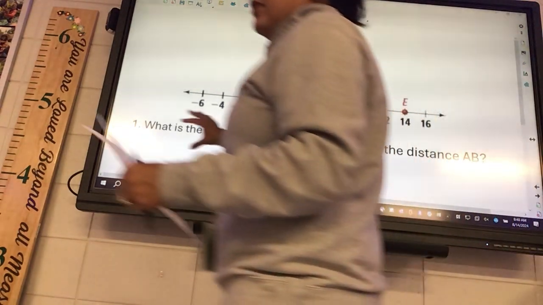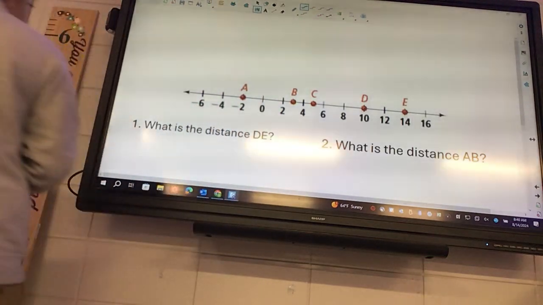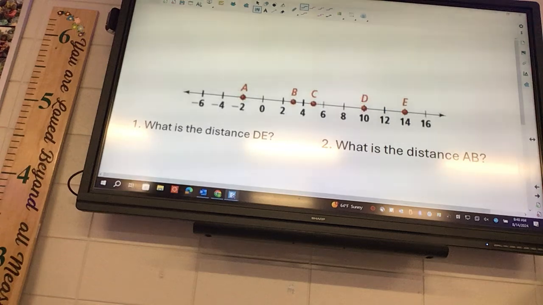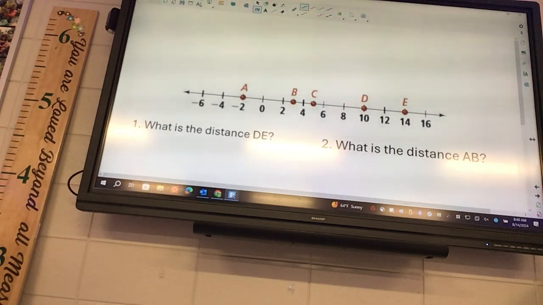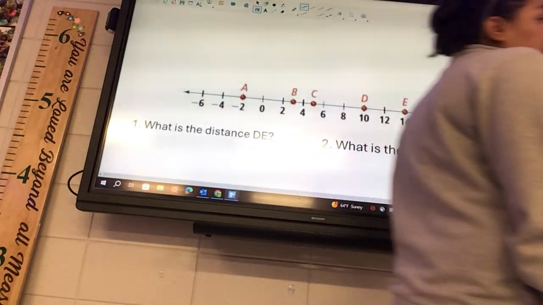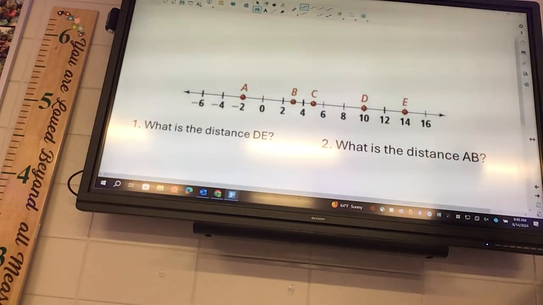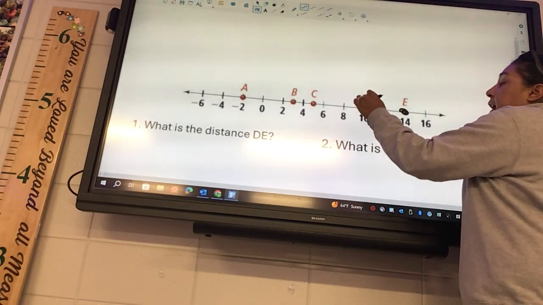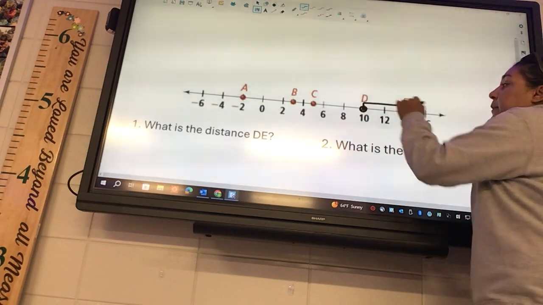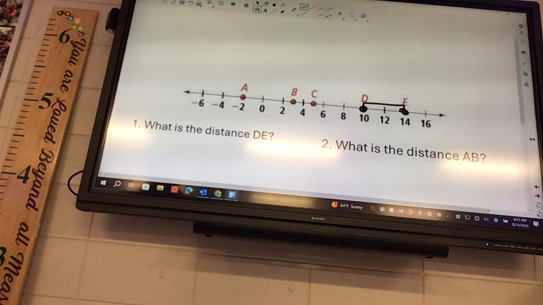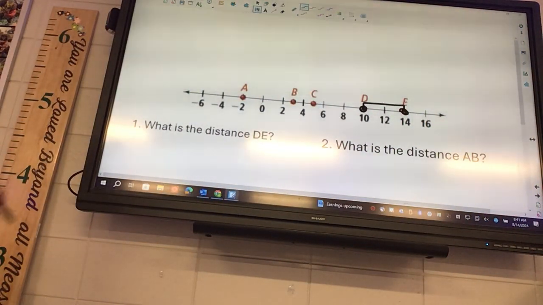Okay, make sure you're on the same one as me. It says, what is the distance DE? Okay, so take a second on your picture and find D and find E. Okay, so that is right here to right here. So 10 to 14. How many numbers is in between that? How many units? If you count it on your fingers, what is that? 4. The distance is 4.